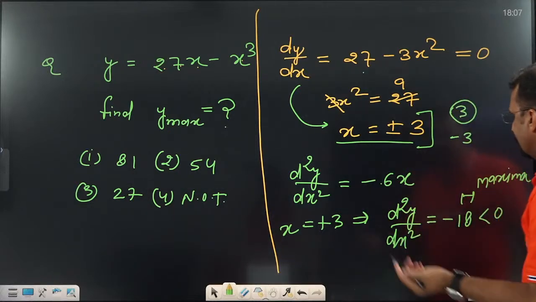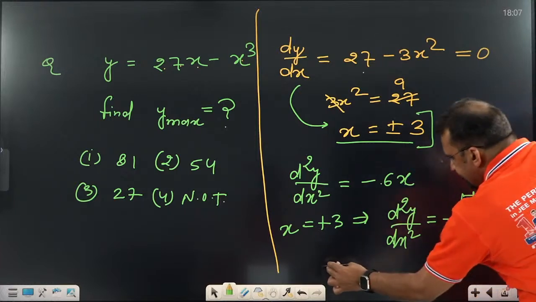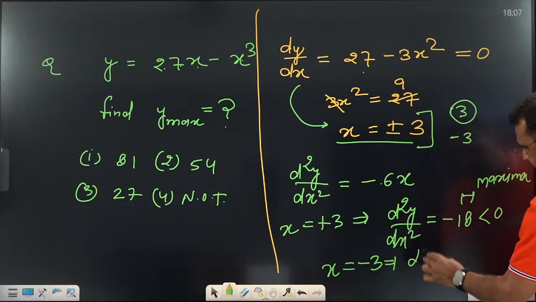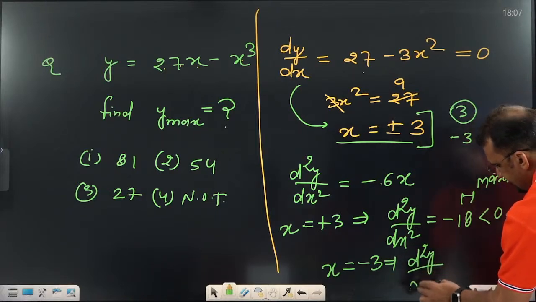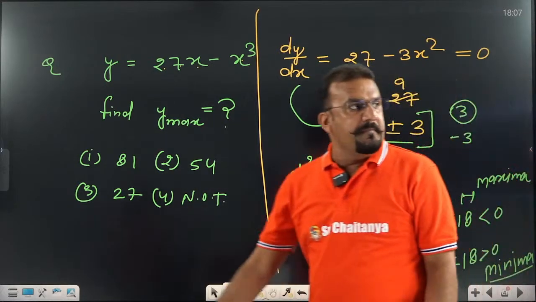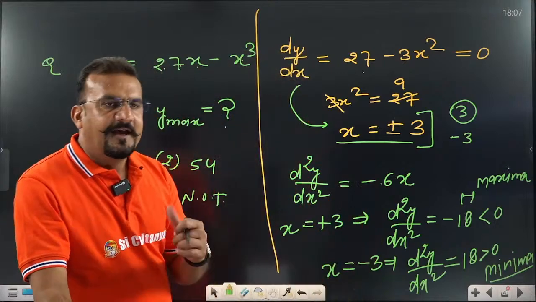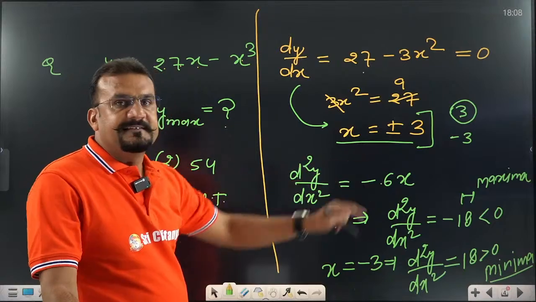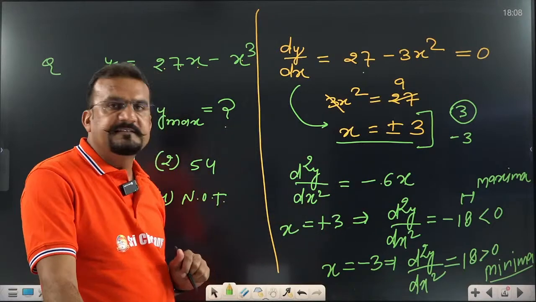Second one is, what is that? Find d2y by dx square at x equal to minus 3. d2y by dx square, what is it going to be? Minus 6 into minus 3, that is plus 18. This is greater than 0, means minima. See, in this question we are getting both maxima as well as minima. x equal to plus 3 means maxima, x equal to minus 3 means minima.